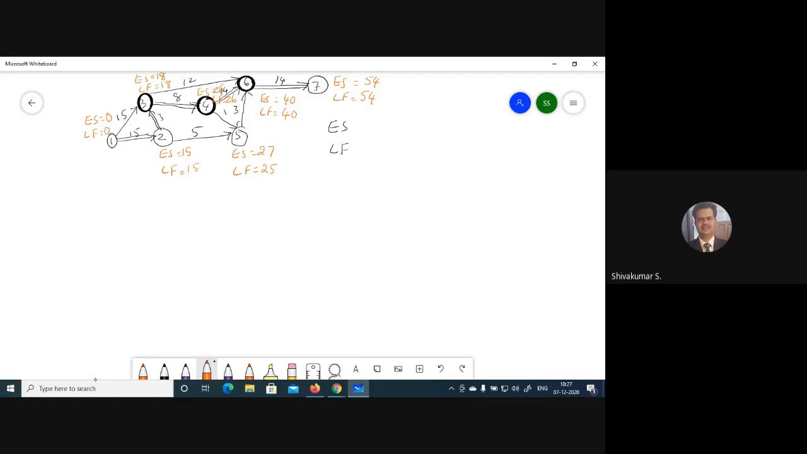So just see here, in the critical path, both earliest start and latest finish values are same. See here, earliest start, first event 0, then 15, 15, 18, 18, 26, 26, 40, 40, 54, 54. That's how we can check whether you did right or wrong. So the values of the critical path will always come the same.